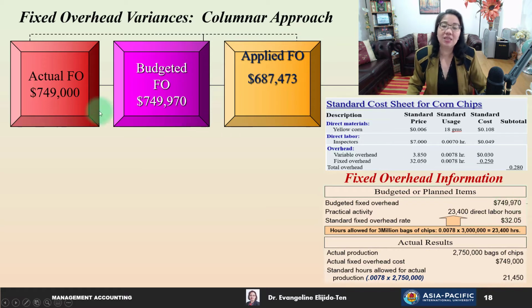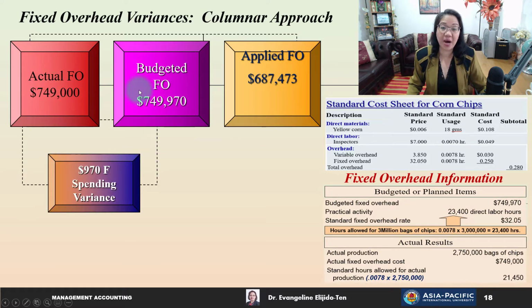$749,970. So the difference between actual and budgeted fixed overhead is what we refer to as the fixed overhead spending variance. And it looks like our budgeted fixed overhead here is $970 more than the actual fixed overhead. So we can say that we have saved $970 in fixed overhead, and that's why the spending variance for fixed overhead is favorable. Now we're ready to move on to the second fixed overhead variance, and that is known as the volume variance.